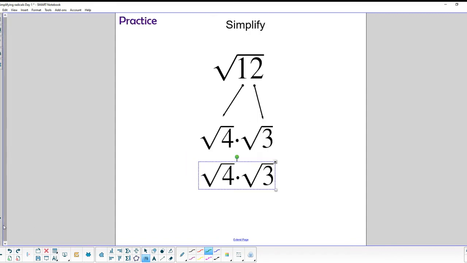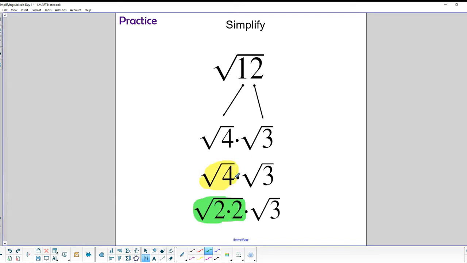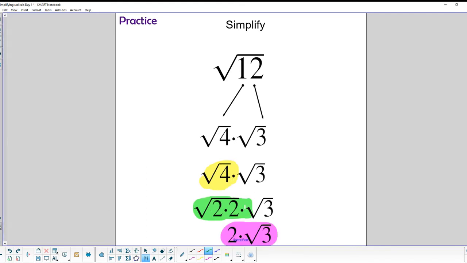So let's try another one. Let's do the square root of 12. Now this one I've written a little bit differently. If I break this down, 12 breaks down into 4 times 3. And I know that 4 is a perfect square. It's just 2 times 2. So remember how we said if you have a pair, you can take one out, which means you're taking the square root of 2 times 2, and that is just 2. So our final answer is 2 times the square root of 3.